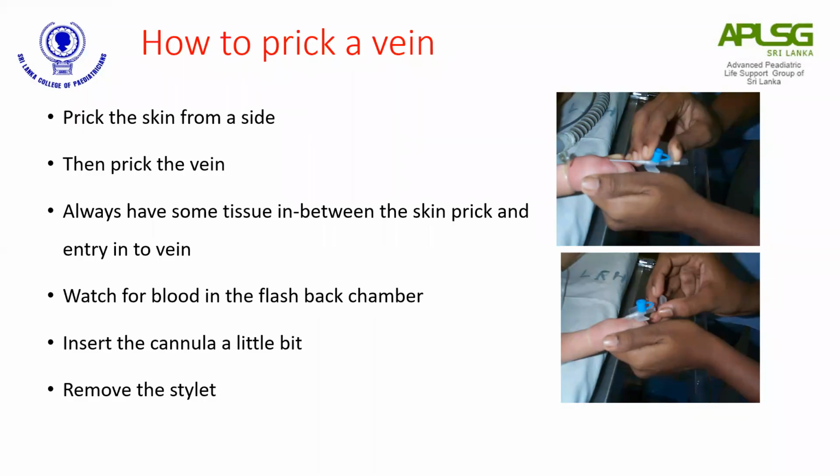Otherwise, the skin layer will act as a barrier and also will prevent leakage, and the stability will be more if you do it in this way. So there should always be some tissue in between the skin prick and the entry into the vein. So how do you know whether you are in the vein? If you see blood in the flashback chamber, that means you have pricked the vein. At that point, you have to insert the cannula a bit and then remove the stylet.